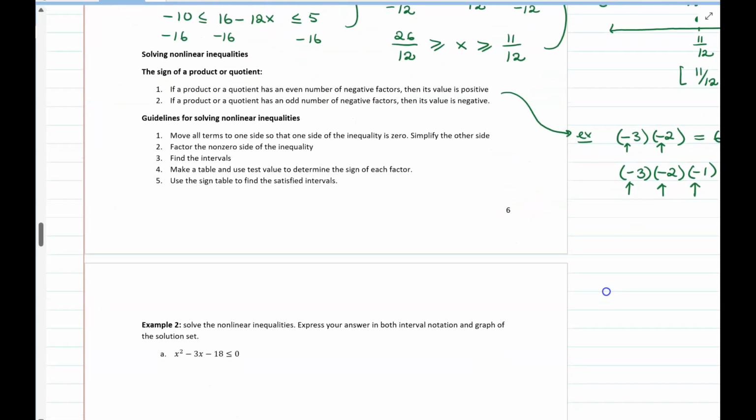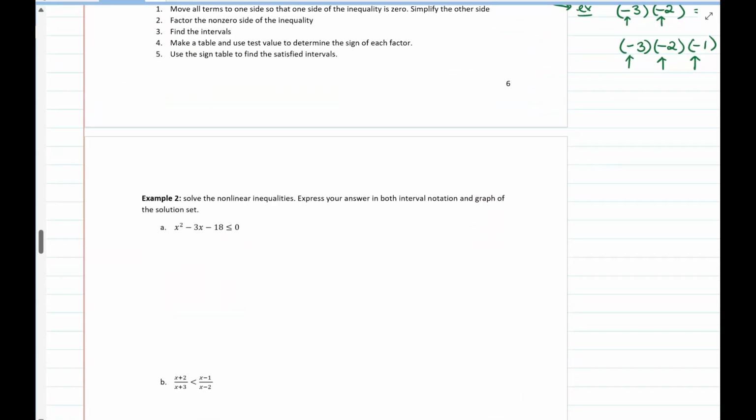So let's take a look at our first example. Solve the nonlinear inequality and express your answer in both interval notation and graph the solution set. x squared minus 3x minus 18 is less than or equal to 0. Note that everything is already on one side of the inequality and the other side is 0, so there is nothing else we can do. So first, we want to solve the equation x squared minus 3x minus 18 equal to 0.